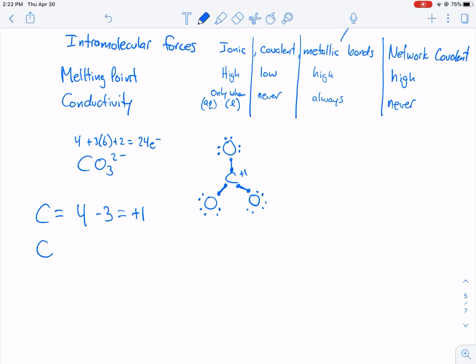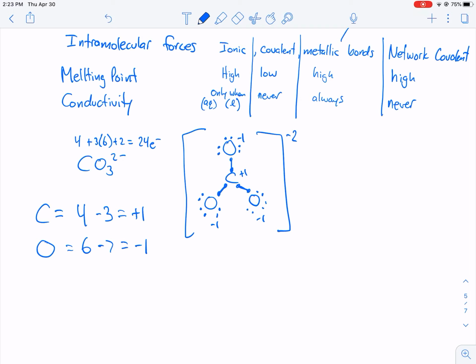When we look at the oxygens, they have 1, 2, 3, 4, 5, 6, and then 1 in the bond is 7. Normally, oxygen has 6. 6 minus 7 is a negative 1. So these are all negative 1s. And in the end, this entire thing is supposed to add up to a negative 2, which is what it's doing. We have a negative 3 plus a 1 takes us to negative 2. However, are these the best formal charges possible?